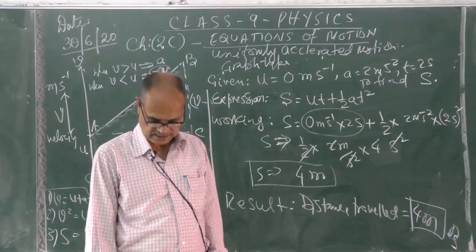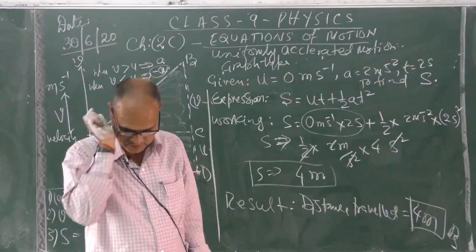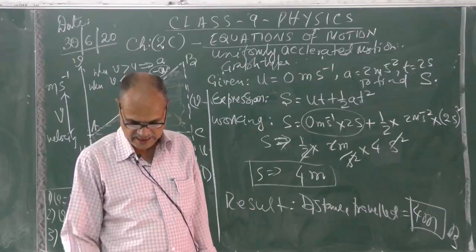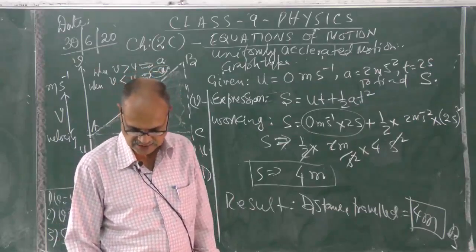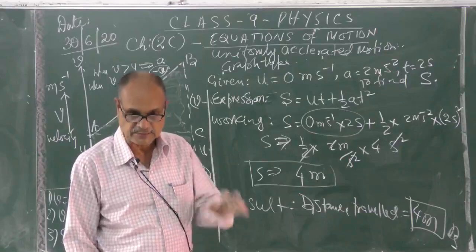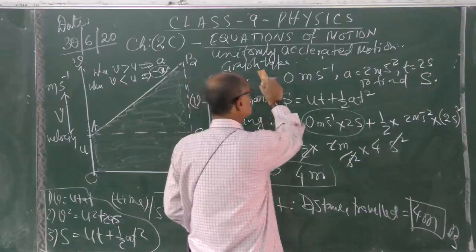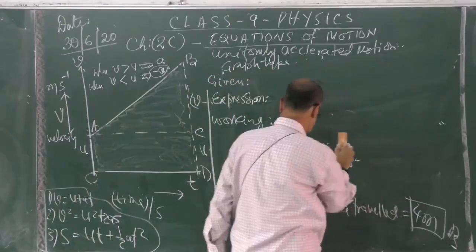I do hope that you can work out these questions in a very simple way. Now question number 6. A train moves with a velocity of 20 meter per second, is brought to rest. Now it is not starting from rest. It comes to rest.